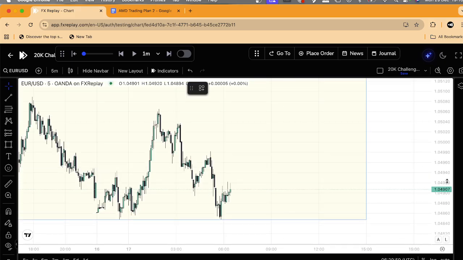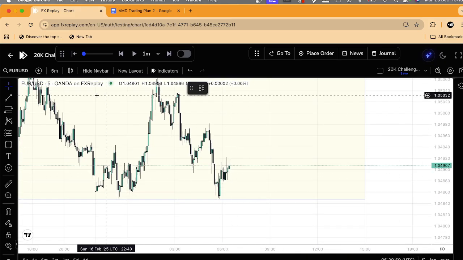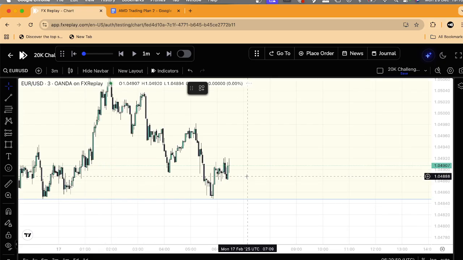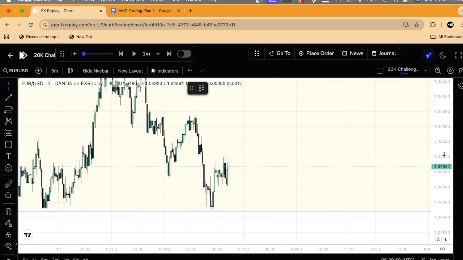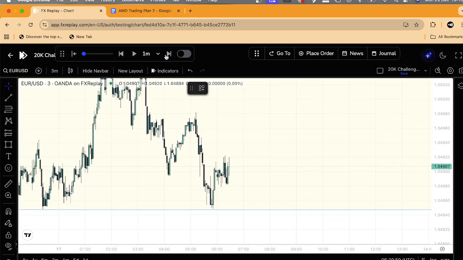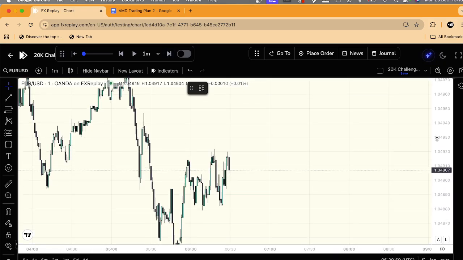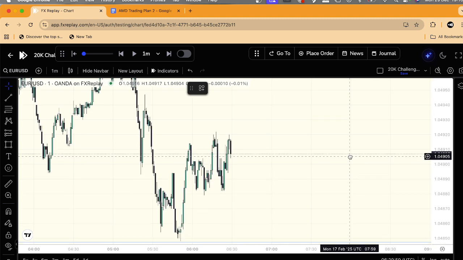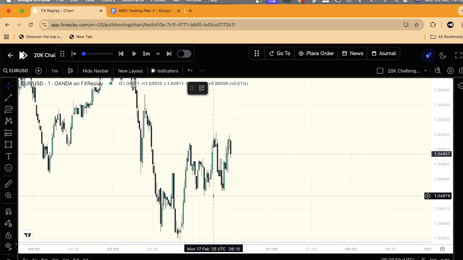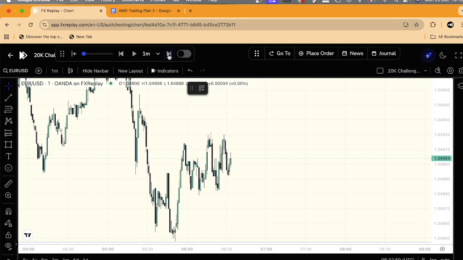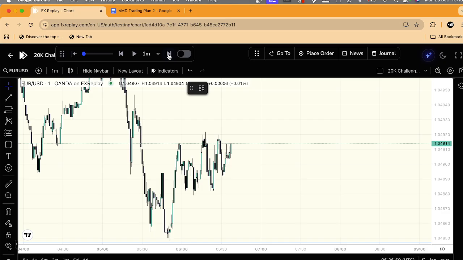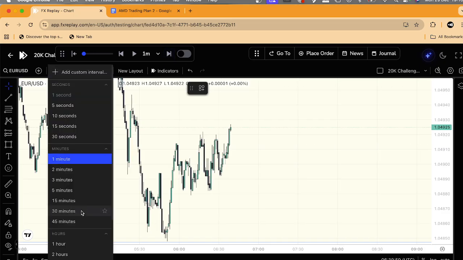So let's see. This isn't the most beautiful accumulation I've ever seen. Yeah, I don't like this really, to be honest. But we'll see what we can do with it. I don't love it. I'm surprised that we haven't actually taken that low. Okay, it looks like we're coming for that low. Okay, no.